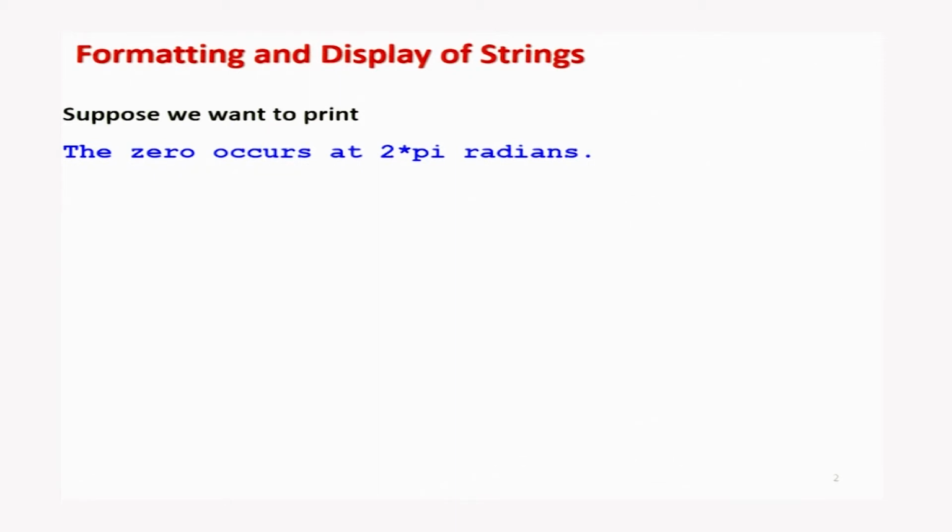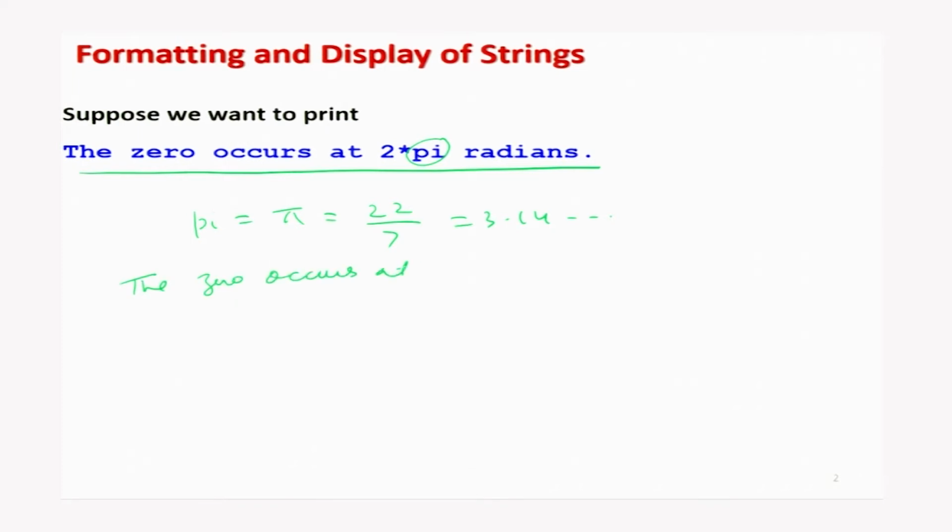Suppose you want to print "the 0 occurs at twice of pi radians." Pi is the mathematical pi, whose value is 22/7, like 3.14 etc. So pi is a word in R that gives you the value of pi. I want R to take this value pi itself and give me the value, like the 0 occurs at 2 times 3.14, which is something like 6.28, at 6.28 radians. This is what I want to do, right?